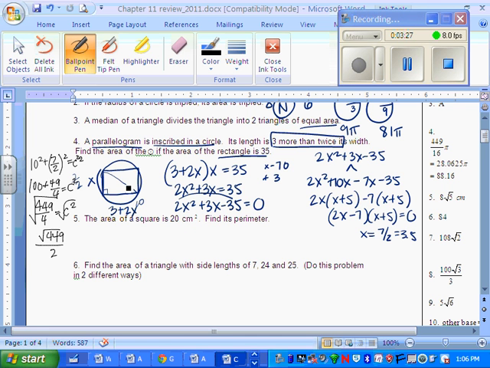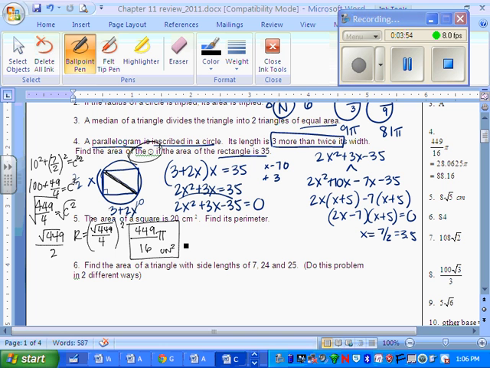Okay, that's the whole diameter. So if I divide by 2 again, I get the radius is square root of 449 divided by 4. I'm now finding the area of the circle. So if I square this, I get 449 over 16 pi, and that would be my answer for number 4.